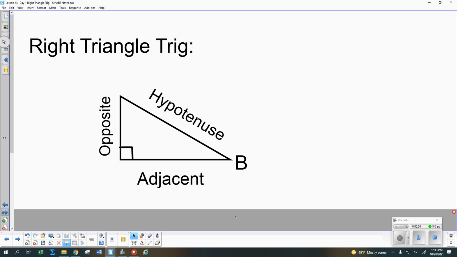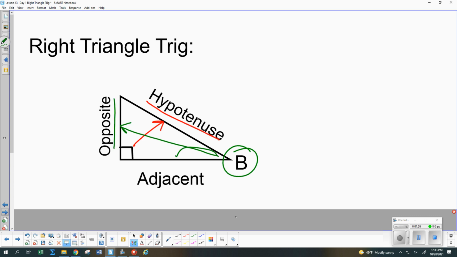work. We've done enough with right triangles that you know the side across from the right angle is the hypotenuse. And then you've got 2 other angles. Pick one, and then once you've picked it, you can think about the other sides in a certain way. Once you've picked it, you can say, oh, this side is across from or opposite B. This one is right beside B, so it is adjacent to B.